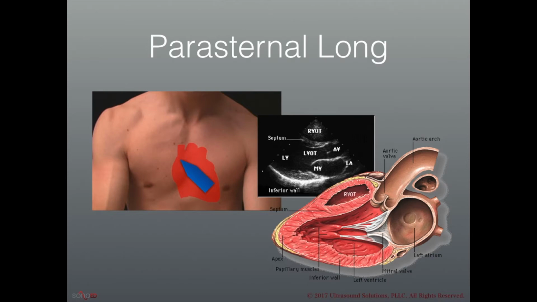Recall that the indicator is going to be towards the patient's right shoulder. The probe is going to be around the third or fourth intercostal space, just leftward of the sternum, and you're going to orient it in the long axis view of the heart.